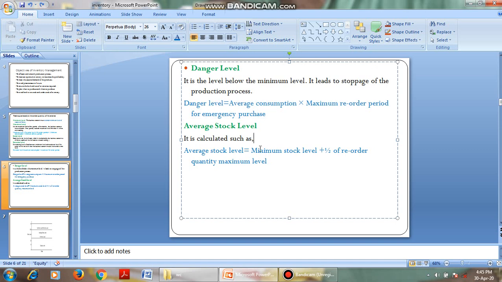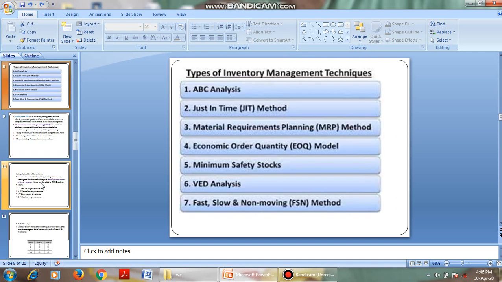Average stock level is nothing but minimum order plus half of reorder quantity maximum level. Half of reorder quantity maximum level we call as average stock. Okay, let us see the next. This is the important thing.